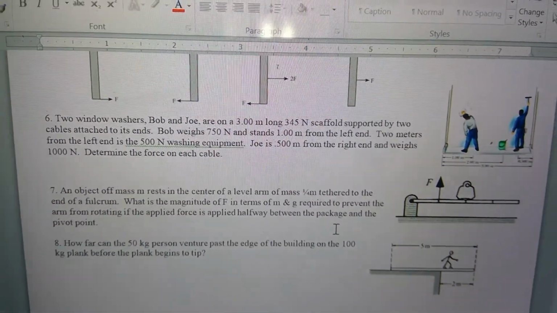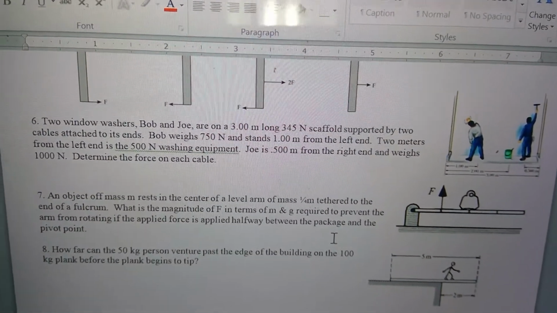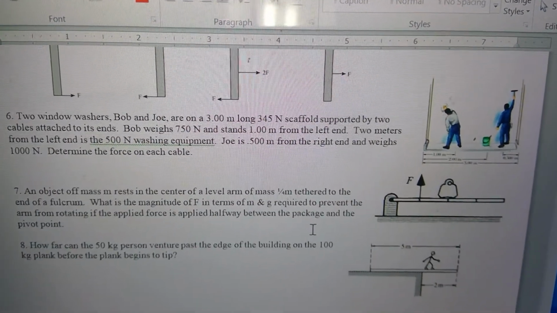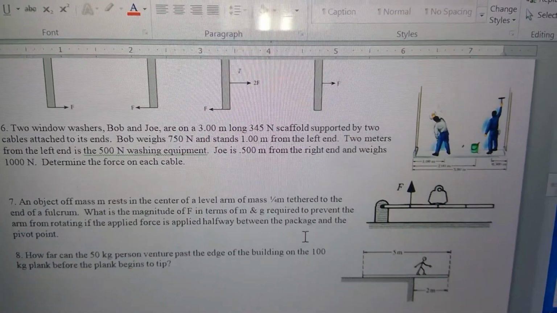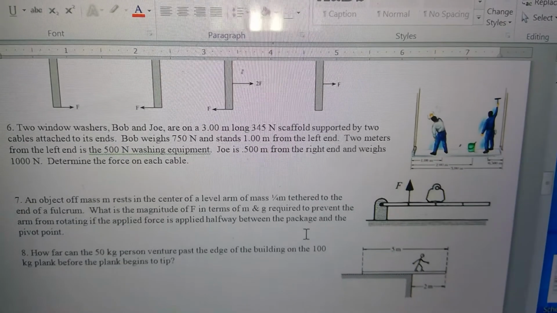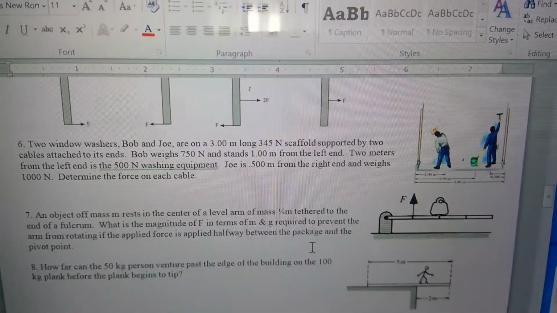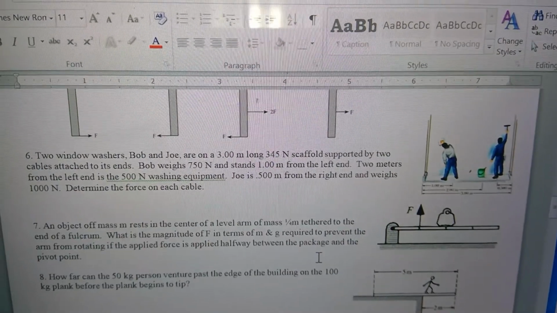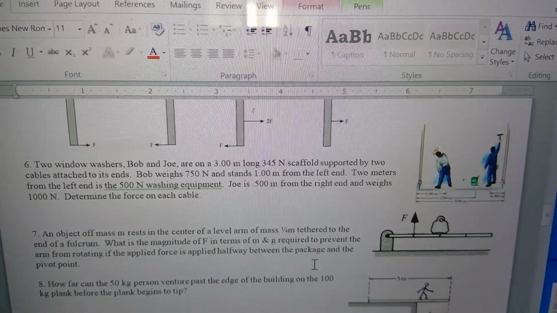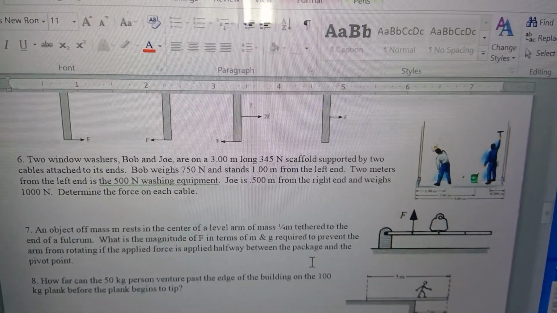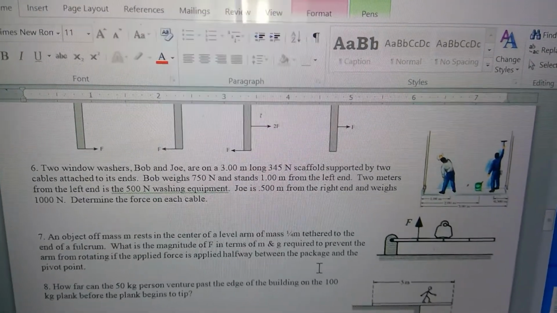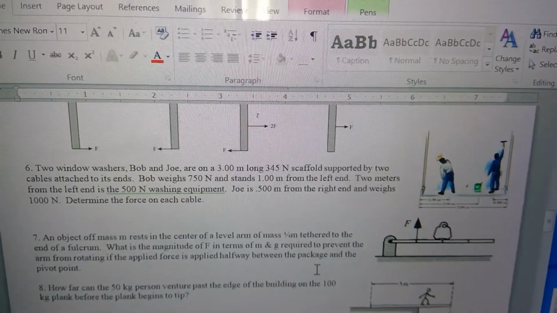If you look at the rotational equilibrium problems, number 6, you've got two painters and a bucket, all on a scaffold, supported by two cables. You're given the dimensions of the scaffolding, the locations of the painters, and the bucket itself. And using all these forces, you can determine the tension in each of those cables.